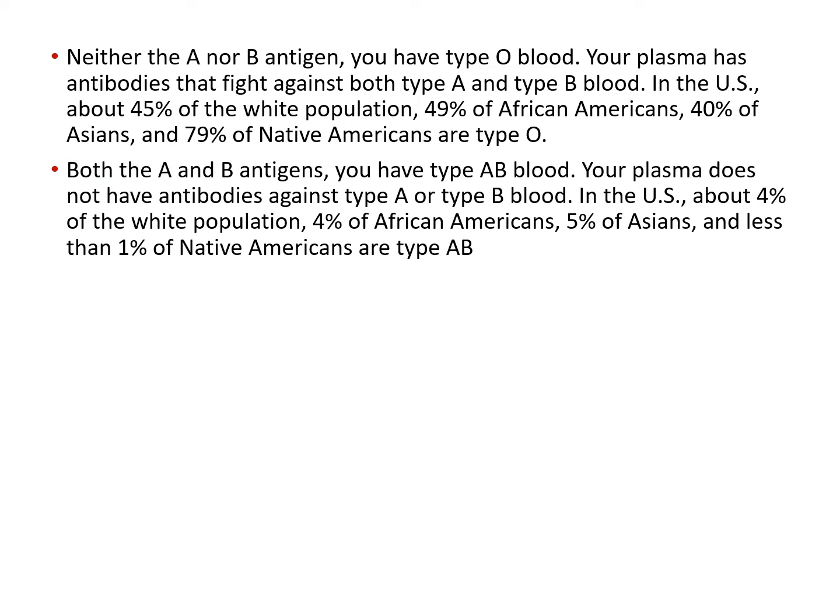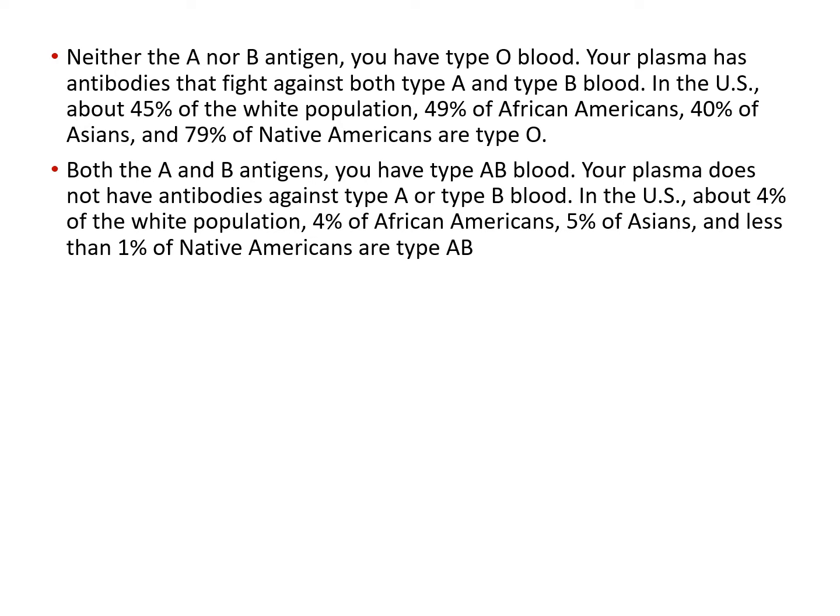If you have neither the A nor the B antigen, so you have no antigens essentially, you have type O blood. Your plasma has antibodies that fight against both type A and type B blood. If you have both the A and the B antigens, you have type AB blood. Your plasma does not have antibodies against type A or type B blood. Otherwise, you'd kill yourself off. So that wouldn't make sense.